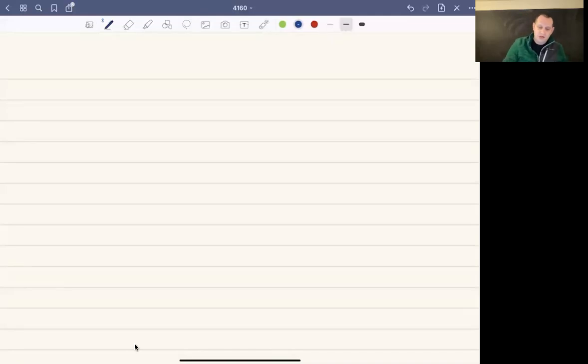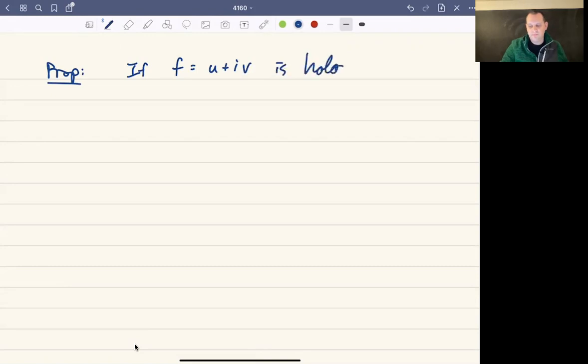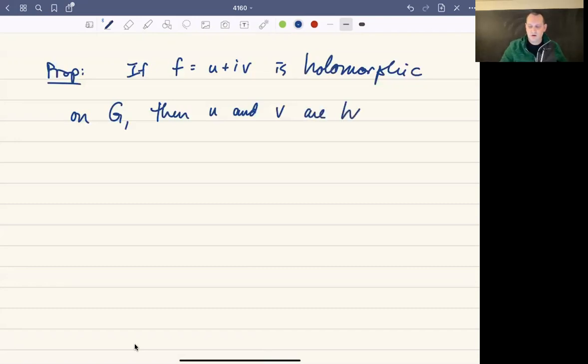So next, what we should talk about is the following proposition. It says that if a function f, which I'm going to write as the real part plus the imaginary part, is holomorphic on G, then u and v are harmonic. Okay, so there's one piece of the connection between holomorphic functions and harmonic functions.